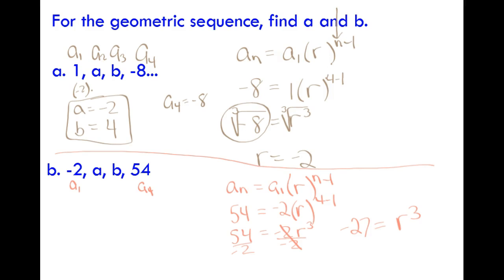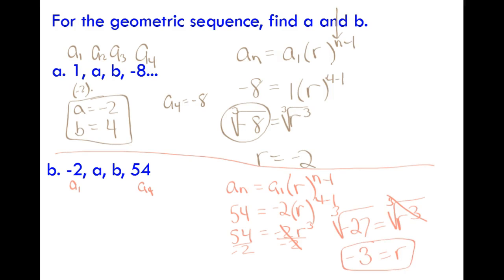And again, on the calculator, you would type in that cube root button, or you might just know it off the top of your head because it's a pretty small number. But you show the work by doing this. And you should show it on your paper, even if you know what you're doing. That's how you show the algebra. So these cancel, and you get r equals -3.